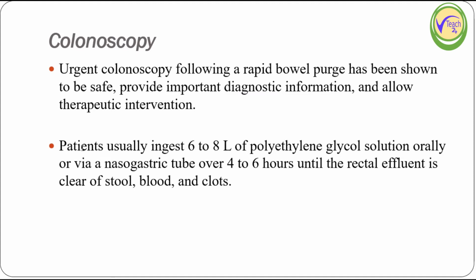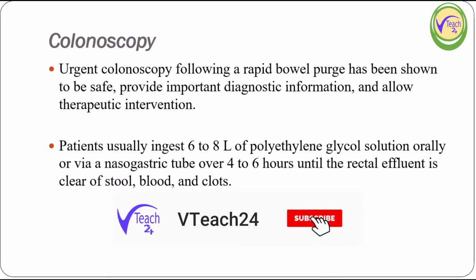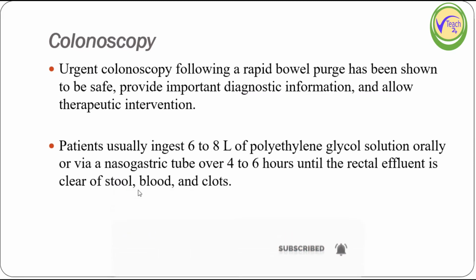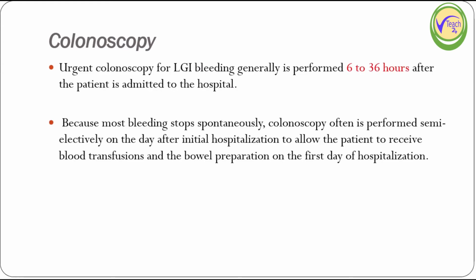Why do we want the rectal effluent to be clear of stool, blood and clots? Because we examine with a colonoscope that carries a small camera. If there is an abundance of stool, blood or clots within the colon, the camera's view will be blocked. If our view is blocked, how can we detect the cause of the lesion or the cause of the bleeding? And how urgently can it be performed? From 6 to 36 hours. That is all urgent colonoscopy.